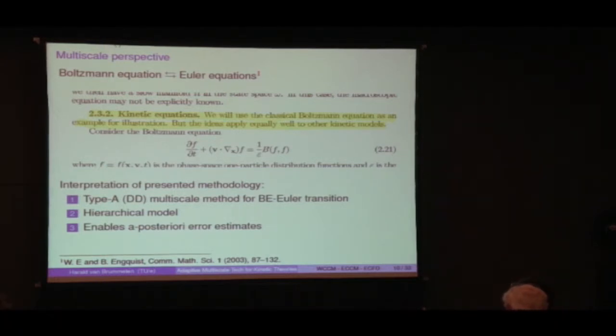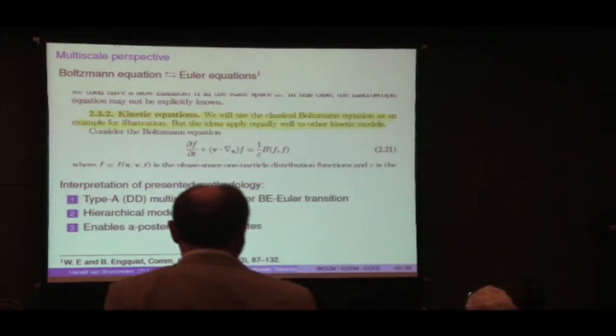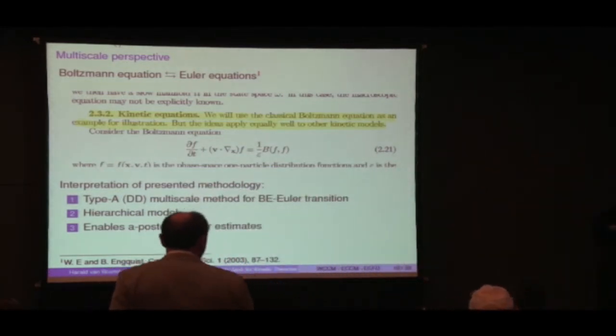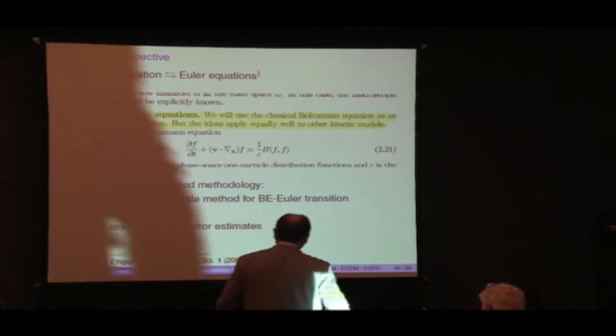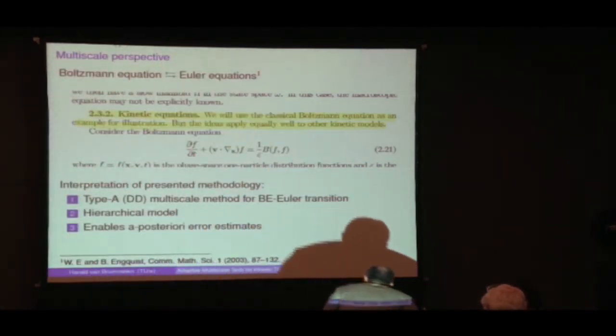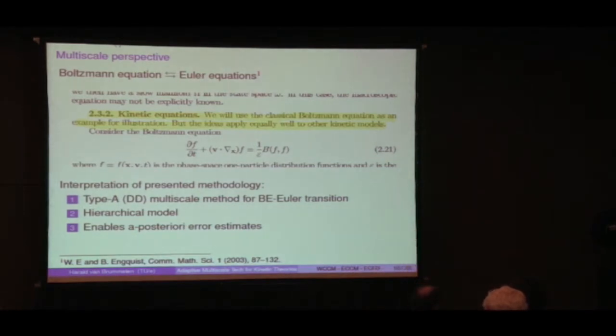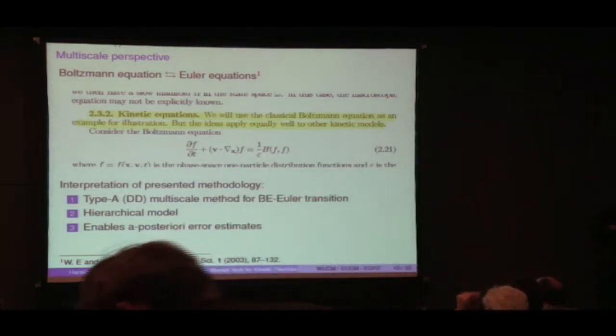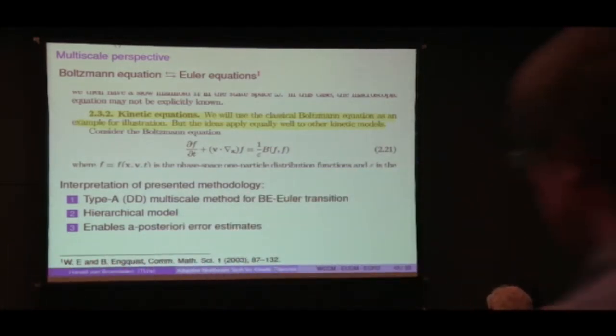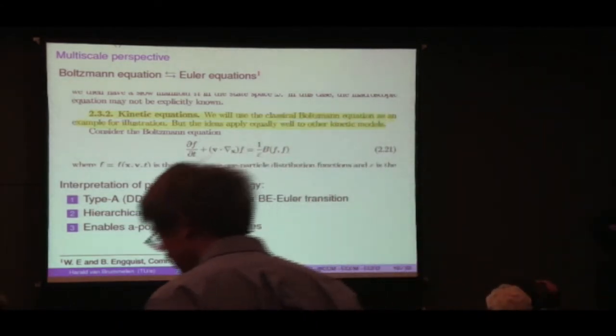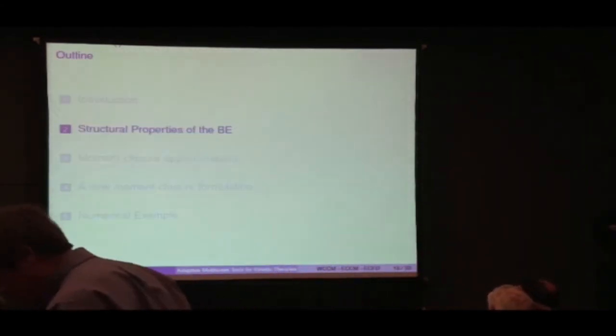So you can think of what I'm about to present as a type A domain decomposition multiscale method for the transition between the Boltzmann equation, which is the microscopic model, and the Euler equations, which is the macroscopic model. It provides a hierarchical model, right? So we do not have two models, but we have a continuous hierarchy of models. And actually, it has the right structure to do a posteriori error estimates. So we do not only know how to refine, but the error estimate will tell us where to refine in a rigorous manner.